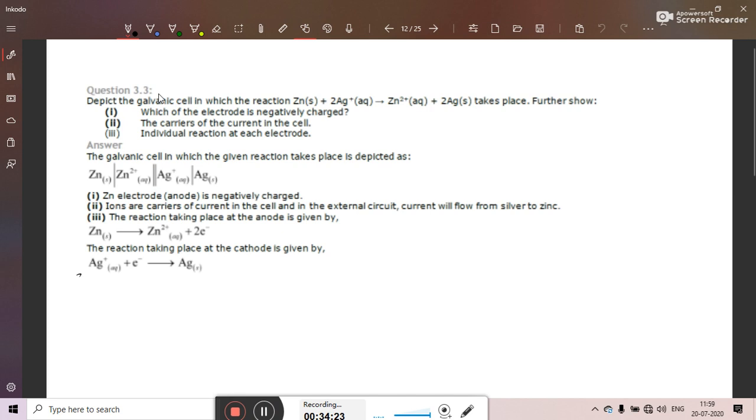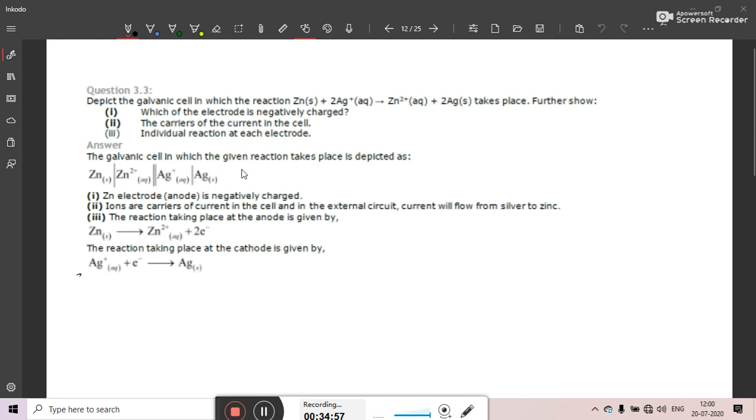Question number 3.3. Depict the galvanic cell in which the reaction Zn plus 2Ag+ gives Zn2+ plus 2Ag takes place. So the first part is to show the galvanic cell. So how do we show the cell representation? First of all, the anode, that is zinc, slash Zn2+. Then in between we have the salt bridge, so two vertical lines. On the right hand side, the cathode, we have Ag+ slash Ag. So this is the representation. Depict means to show. So this is the answer to how we can show the galvanic cell.